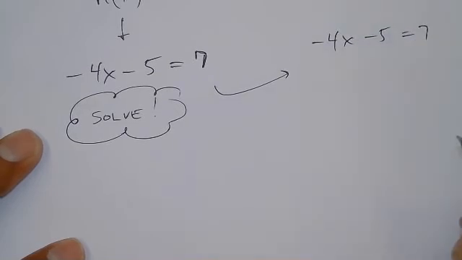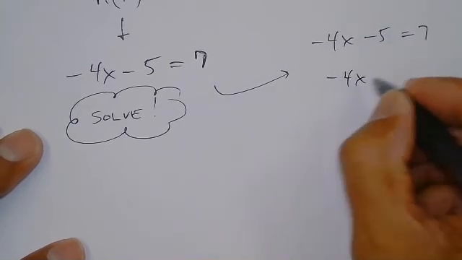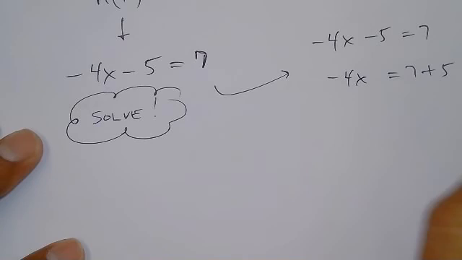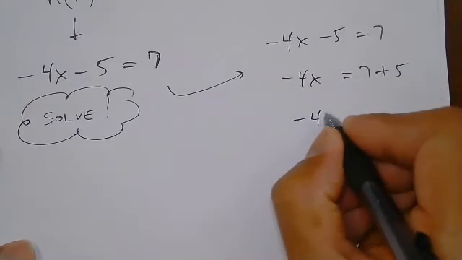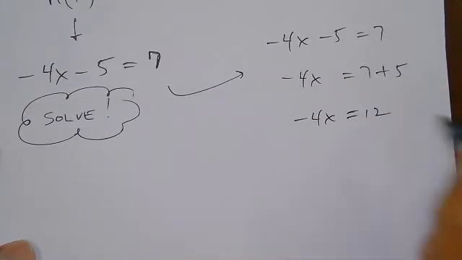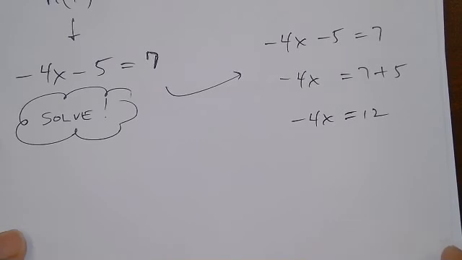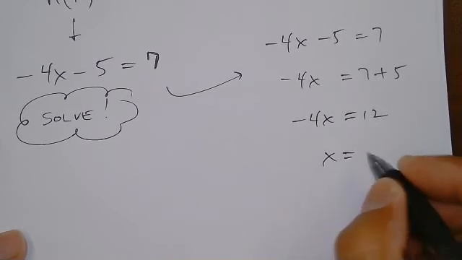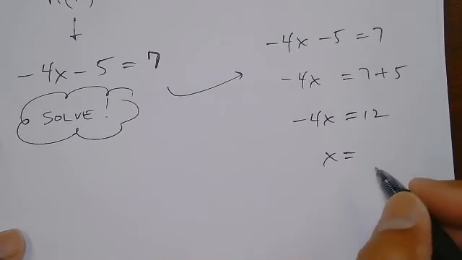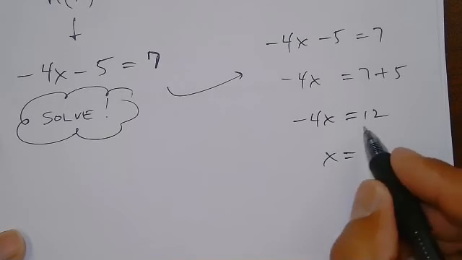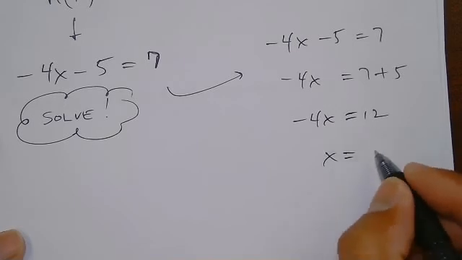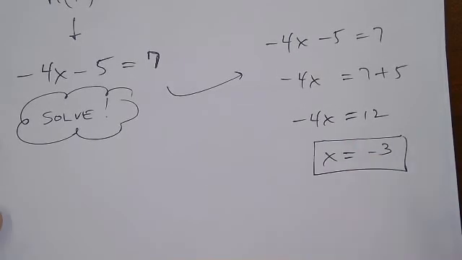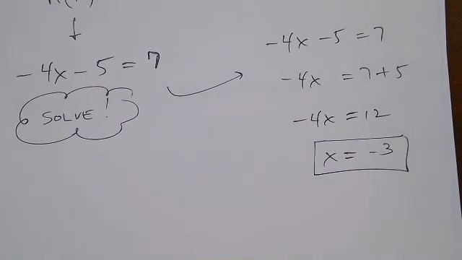Negative 4x minus 5 equals 7, so that's going to be negative 4x is equal to 7 plus 5, right? Because you move it. That's going to be negative 4x equals positive 12. Divide by negative 4, divide by negative 4. Everybody get x equals what? Negative 3. Negative 3 is right. You guys seeing it? You see how it goes now?